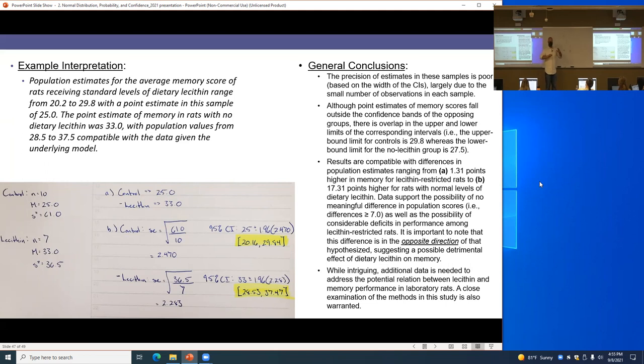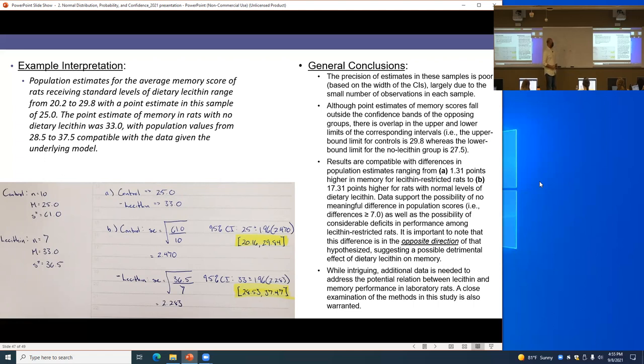And so now we've got some stuff to think about, right? Thinking about general conclusions based on what we can from this, we can say precision in these estimates is important, okay? Based on our confidence bounds. And again, we've got samples of 10 and 7. This is garbage in terms of precision, right? Our mean is still the best guess that we have, but we've got really wide confidence bounds for both of these, okay?